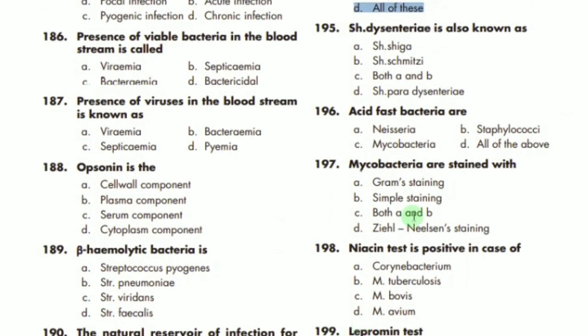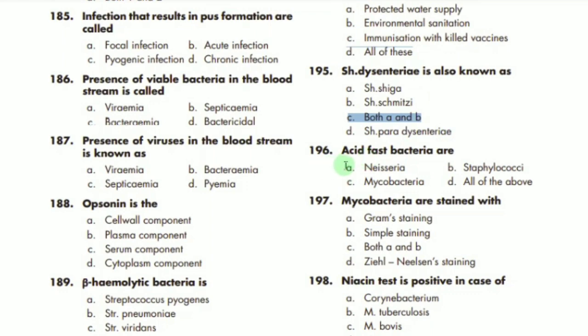MCQ 195 says that Shigella dysenteriae is known as Shigella shiga, so both A and B. C is the correct option. MCQ 196 says that acid fast bacteria are Mycobacterium. Their cell wall mostly contains mycolic acid, so that's why they are acid fast bacteria. Mycobacteria are stained with Ziehl-Neelsen. D is the correct option.